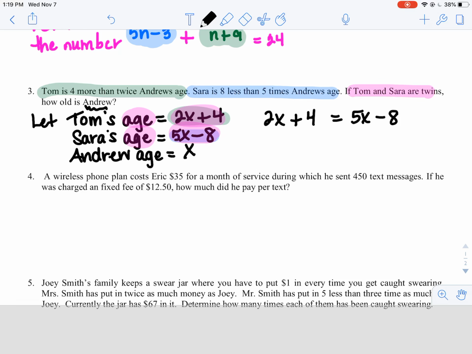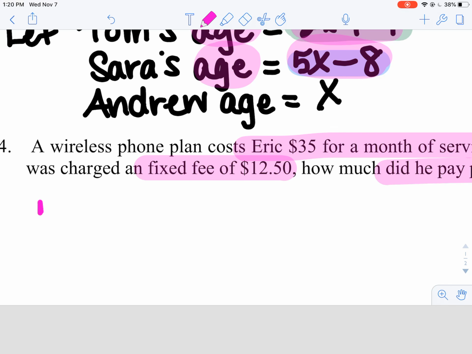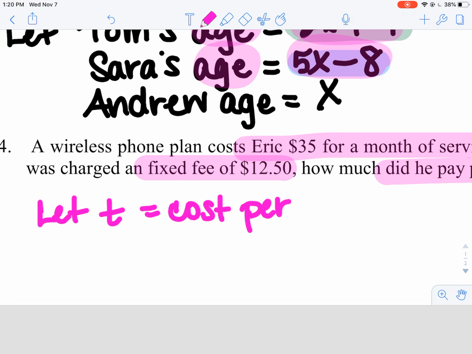And the last one I'll do with you is number 4. Get it set up. Remember, you have to solve these on your own, and you have to set up 5 on your own and number 1 on your own. All right, but number 4, a wireless phone plan costs Eric $35 a month for service, during which he sent 450 texts. If he was charged a fixed fee of $12.50, how much did he pay per text? So we're looking for the cost per text. So let's give it a variable, and let's let T equal cost per text.